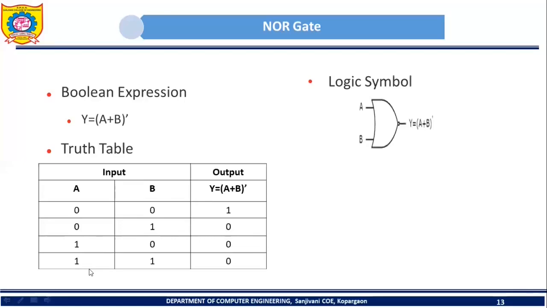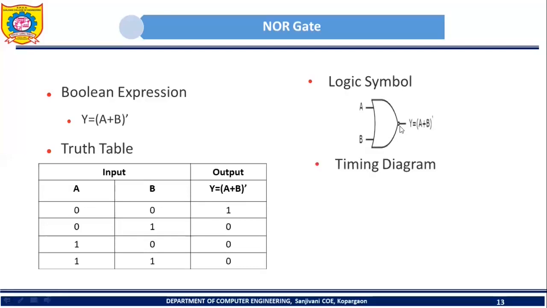Then logic symbol. Logic symbol of NOR gate is like this. By observing this logic symbol, you will come to know that NOR is a combination of OR. And this OR is followed by one bubble. In this case, this bubble represents the NOT operation.